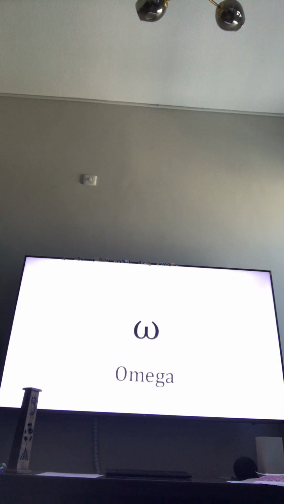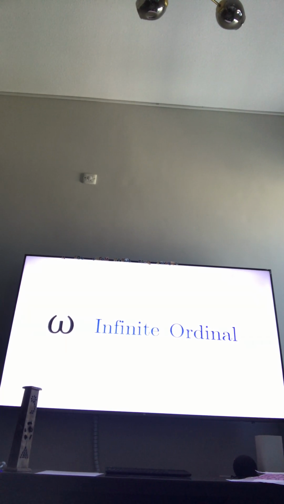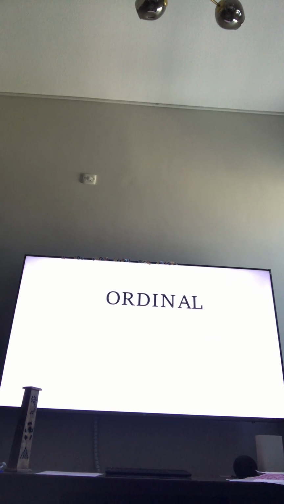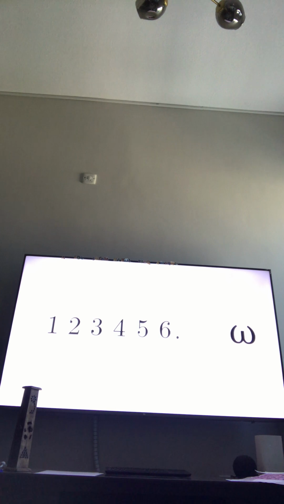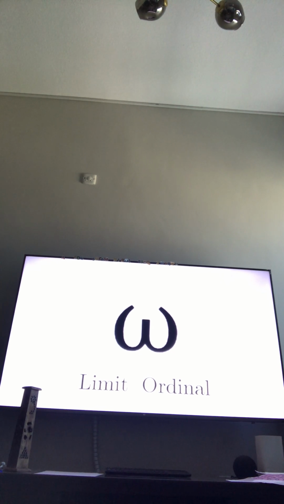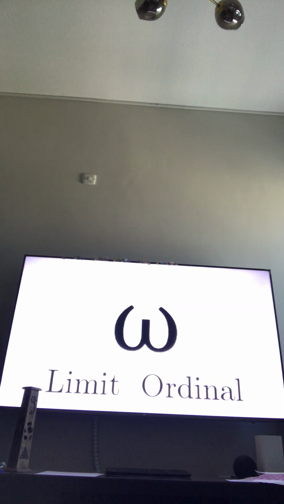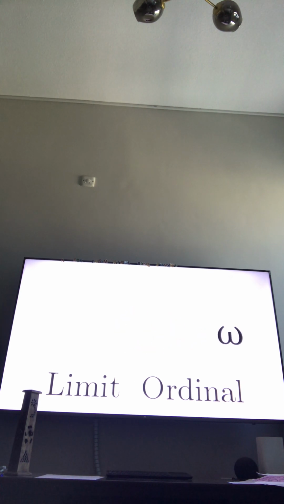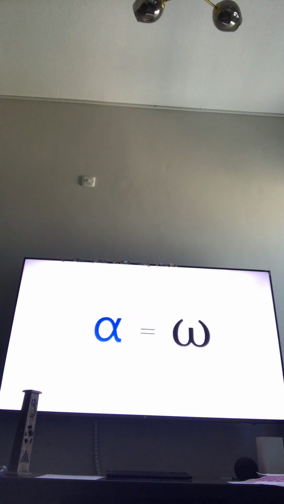This is when omega comes in handy. Omega is our first infinite ordinal. When we say ordinal, we're talking about the order. Omega comes after all the natural numbers. It's also our first limit ordinal. When we say limit ordinal, nothing comes before it. So how exactly do we use something like this in the fast-growing hierarchy when our level is equal to omega?